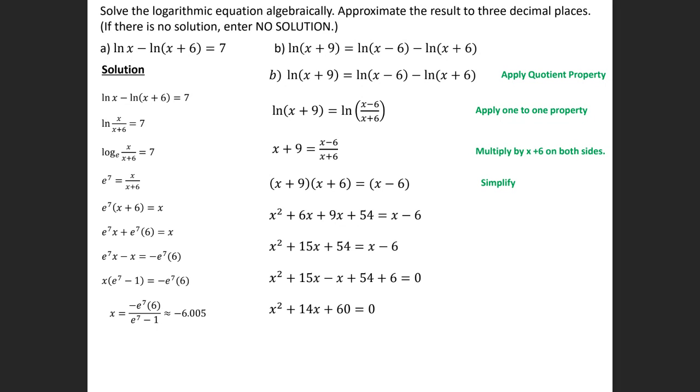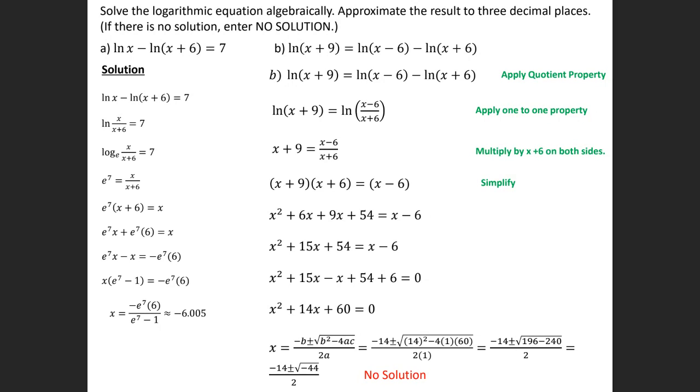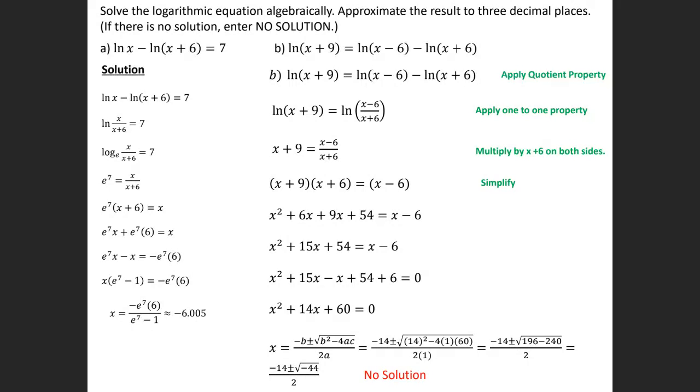Again, there are several ways of solving this. We can factor, or we can use our quadratic equation. Just so we can practice our quadratic equation, let's go ahead and use it. To apply our quadratic equation, it's this here, okay? My A value is 1, my B value is 14, my C value is 60. When I plug all this in, I see the root inside with the negative numbers. Go ahead, does someone have a question?